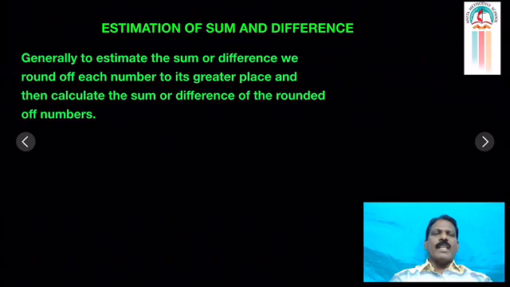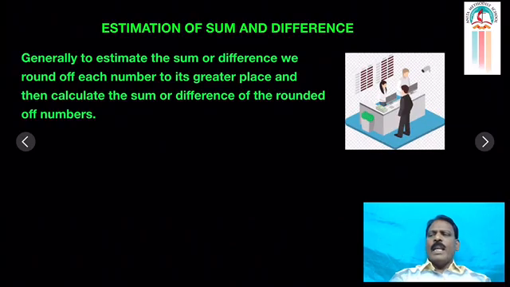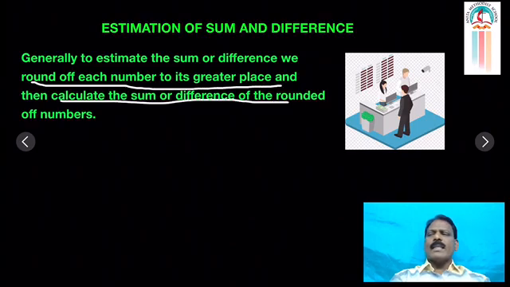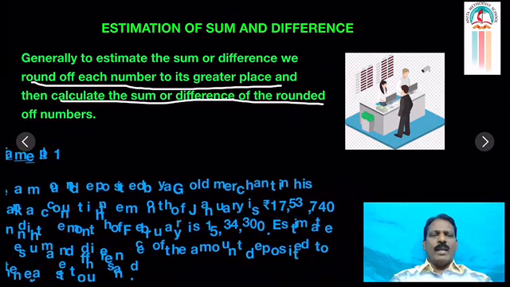Now we will see the estimation of sum and difference. Generally, to estimate the sum or difference, we round off each number to its greater place and then calculate the sum or difference of the rounded off numbers. Sum means adding two numbers, difference means subtracting two numbers. That you know very well. Now see the example 1.